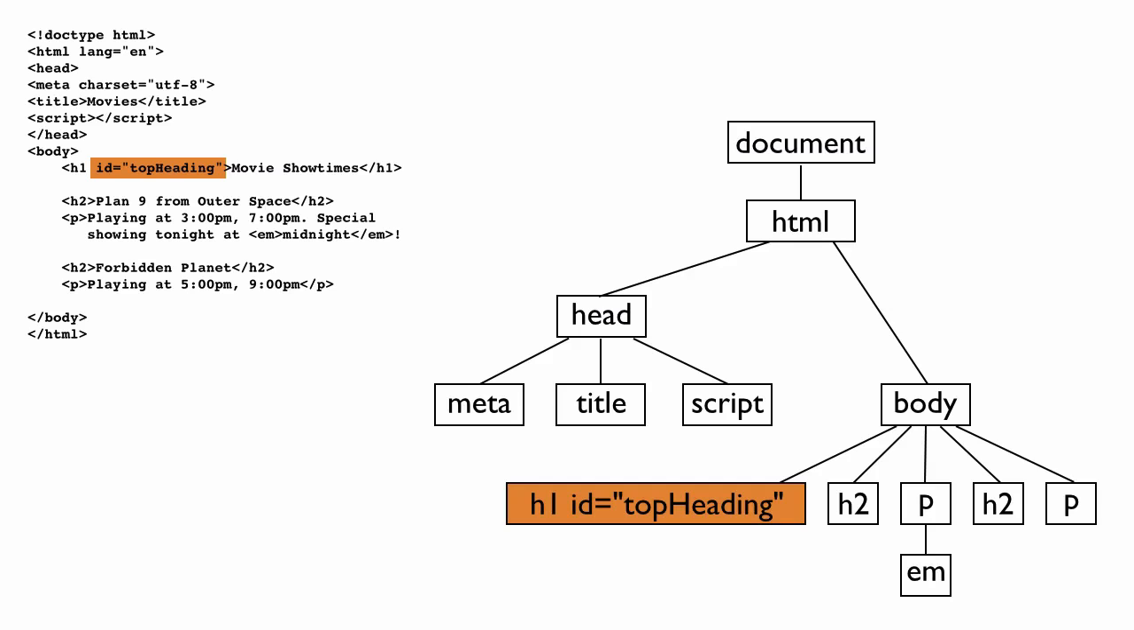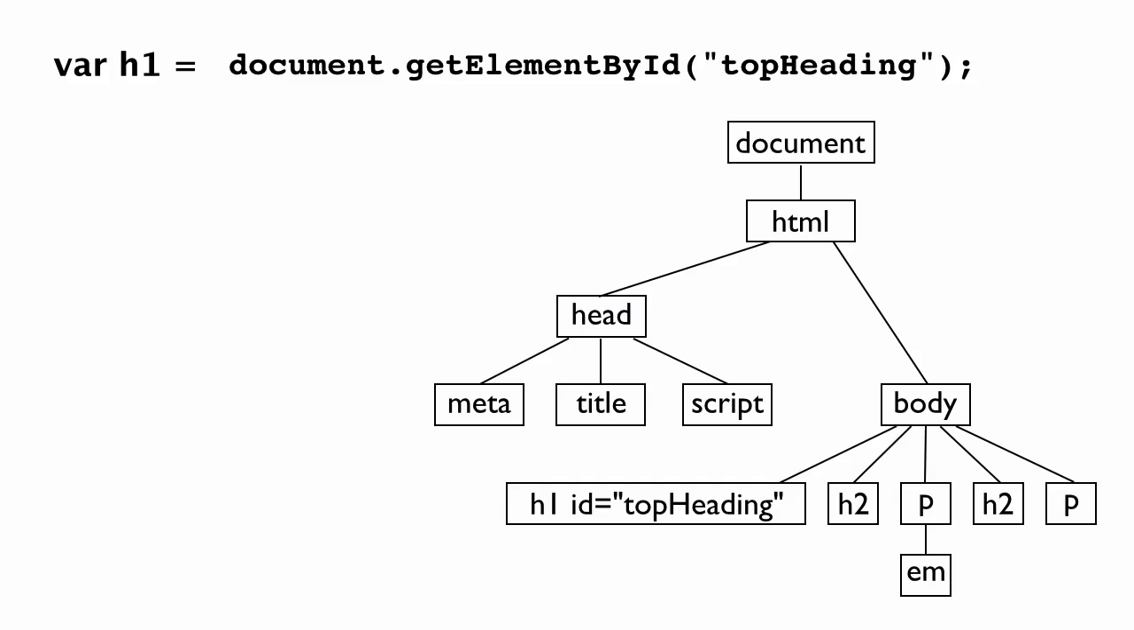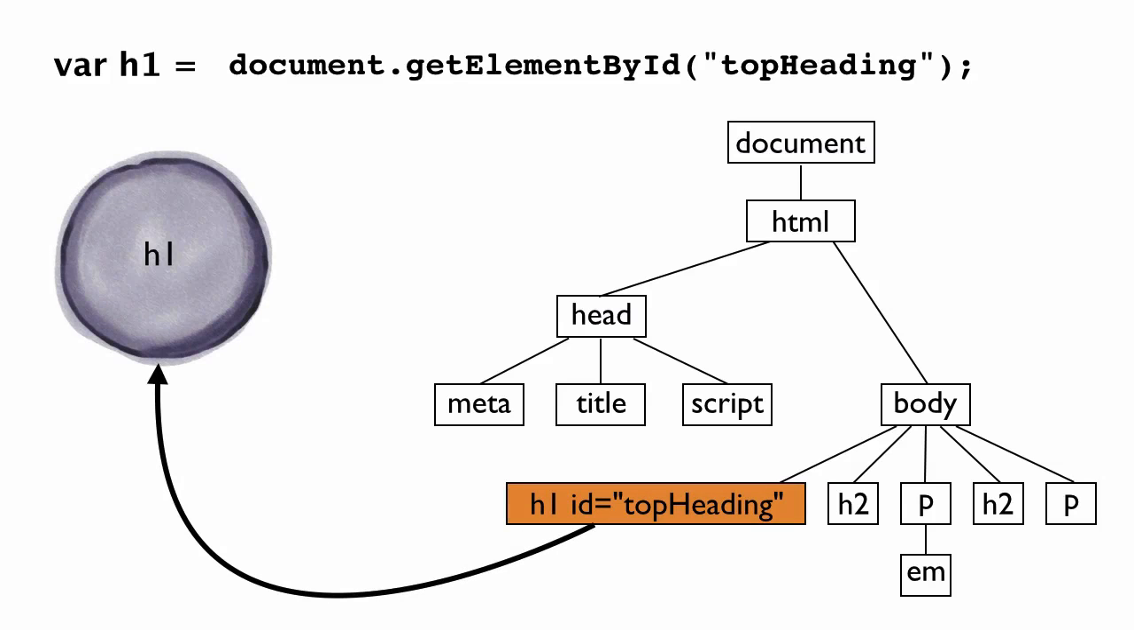And when I write the code document.getElementById and pass in the string "top heading" as the argument, the browser looks for an element with that ID in the DOM and then returns that element object to my code. If I store the resulting object in a variable, I now have a handle to that element in my page and I can do things with it.